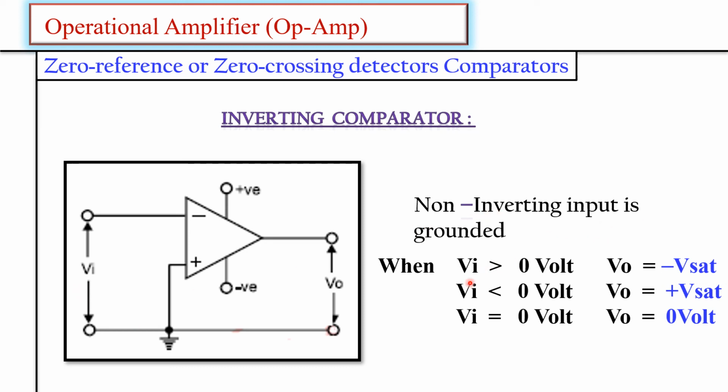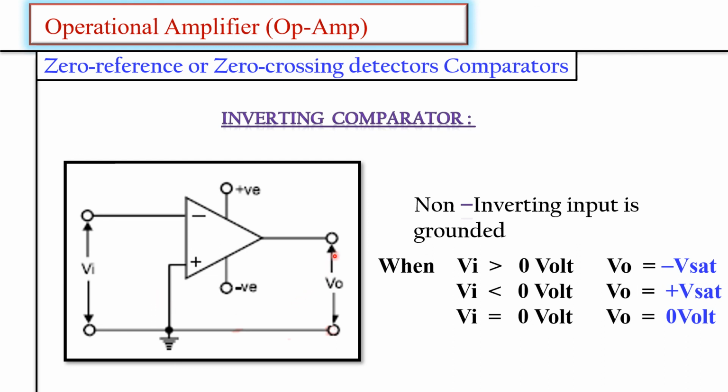When Vi is greater than 0, when the input voltage applied to the inverting terminal is greater than 0, then it produces the output Vout equals minus Vsat. And when Vi is less than 0 volt, meaning we are applying a negative voltage, then the output produced will be plus Vsat. And when the input applied to the inverting terminal of the comparator is equal to 0, obviously the output voltage should also be equal to 0.